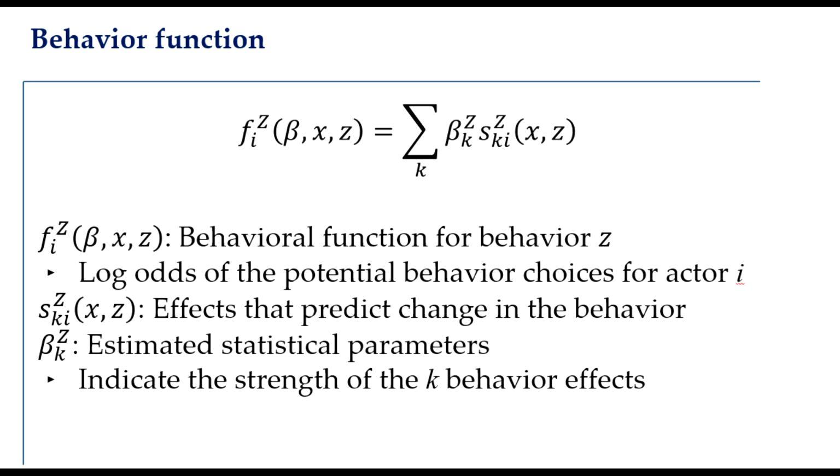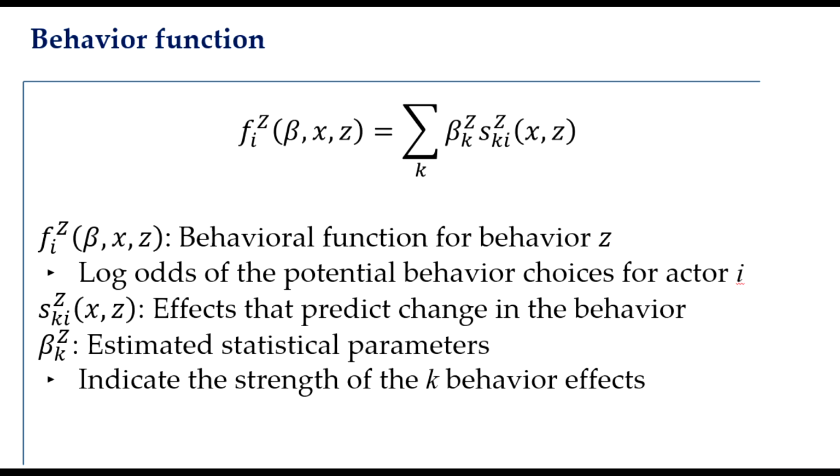SIENA also offers the ability to simultaneously estimate a behavior function. Changes in behavioral outcome Z are modeled by simulating behavior microsteps that reflect changes in an actor's behavior. The behavioral function reflects the log odds of the potential behavior choices for an actor given current model parameters, the network state X, and the behavioral level.